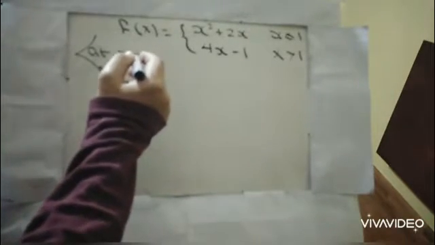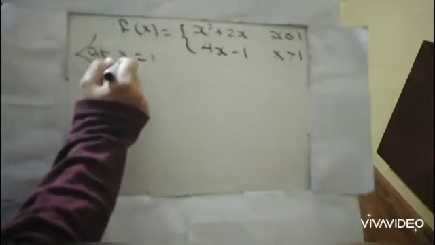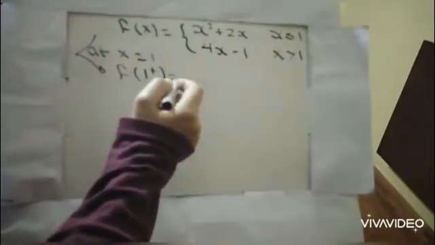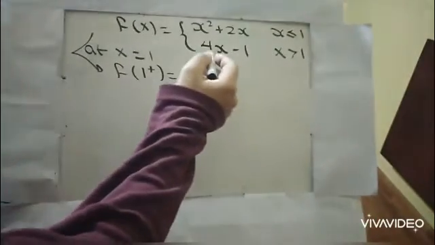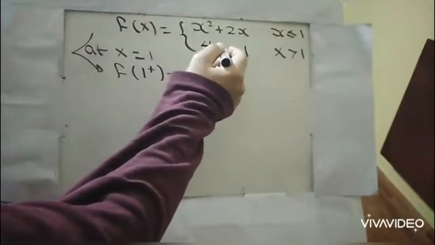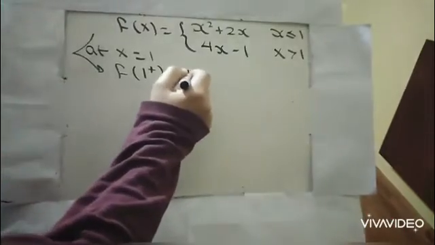First, I must discuss the existence of the limit. As we said in the first term, you will get f(1) positive. f(1) positive means to the right of 1, which means 4x minus 1. I will get y now, so I will put 1 instead of x here. 4 times 1, 4. 4 minus 1, 3.